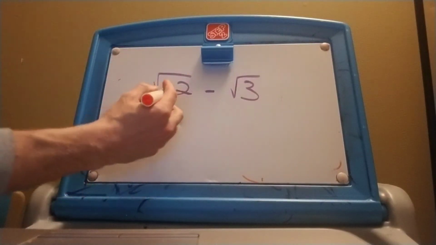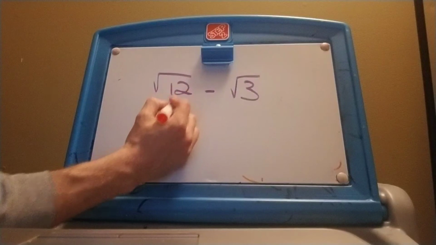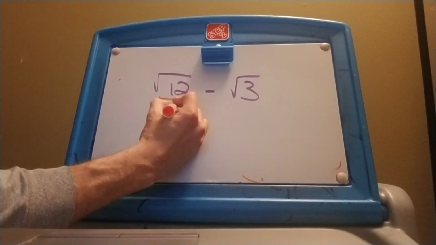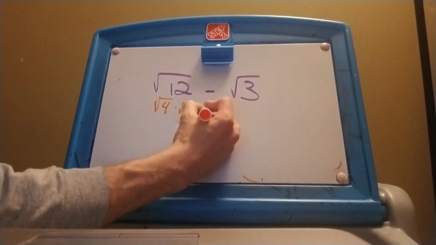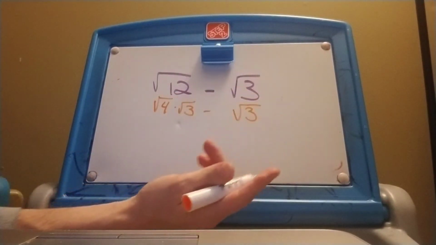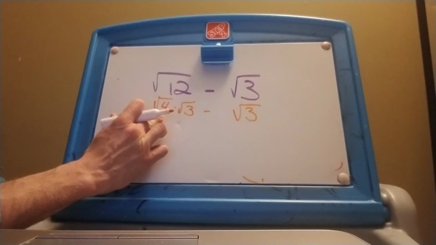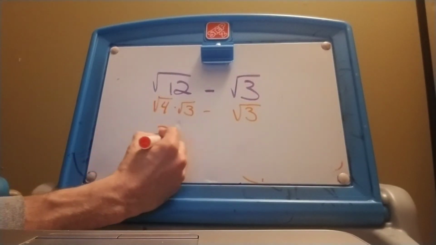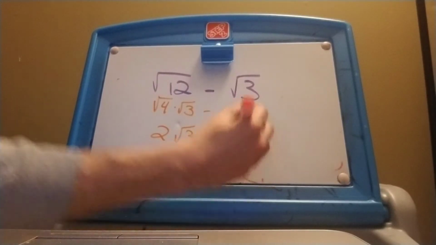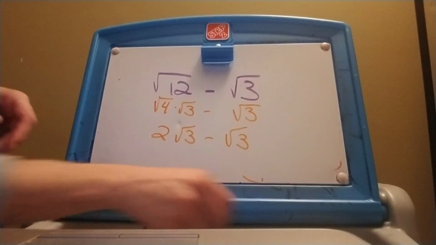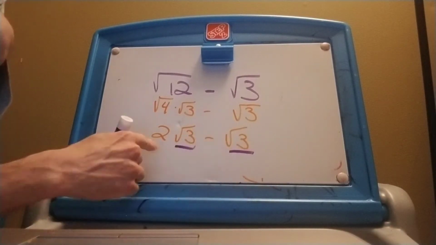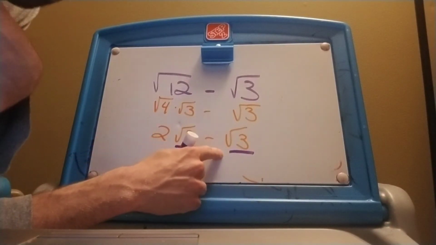So you might be looking at rad 12 and realize, wait a minute, I can break that down a little bit. I know that that is the same as the square root of 4 times the square root of 3. And that's going to be important for 2 reasons. The first being, we pulled out a perfect square. So now this is going to become 2 rad 3. And the second reason being, once I did that, I conveniently, for the sake of this problem, now have a common radical. So it's 2 rad 3 minus rad 3.